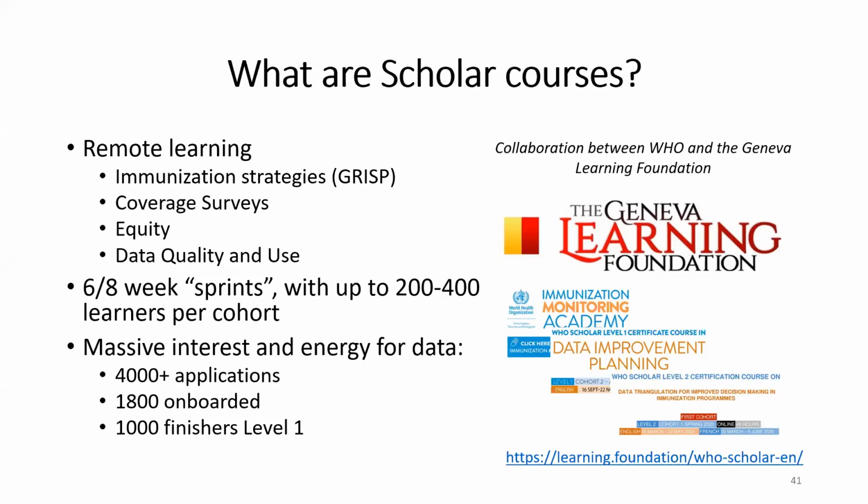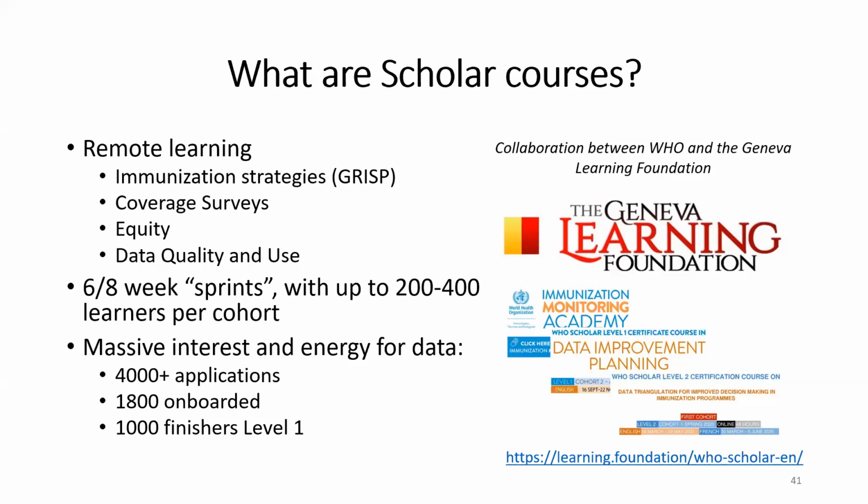Then there was one around coverage surveys, organized by Carolina Danovaro, who you might also know. Then we had one on equity specifically. So these are the routine immunization strategies, but focused on equity. And then the one that I took responsibility for, the ones on data quality and use. So we started with the first two courses. One that we repeated actually was around data improvement planning. So how do you detect and solve problems with data quality?